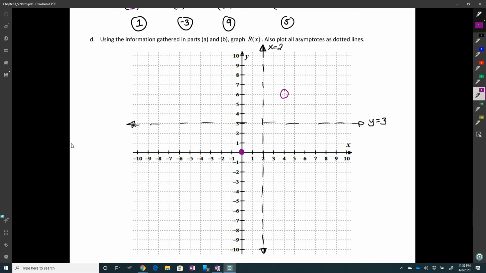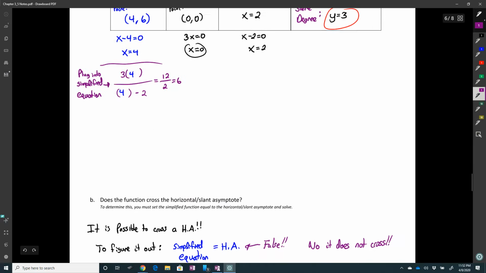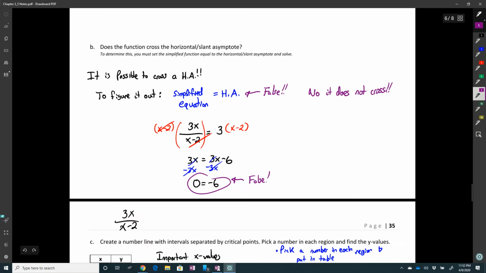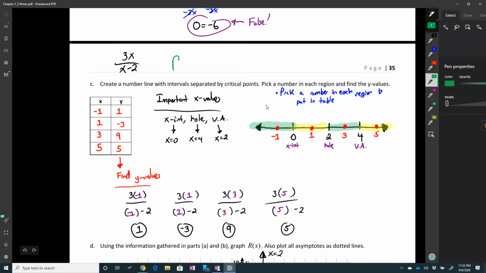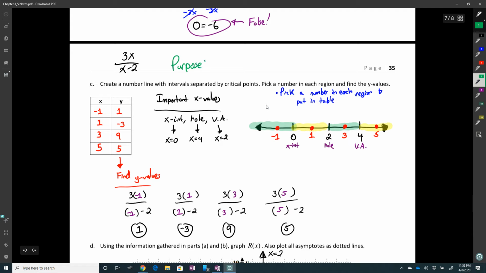So this is why we need that extra step. Because without that extra step, this is all we have. Steps 1 through 5 just give me the asymptotes, x-intercept, and the hole. And notice that that's not really enough to create a good graph. So that's the whole purpose of part C. So why are we doing this? To find extra points to help us graph.